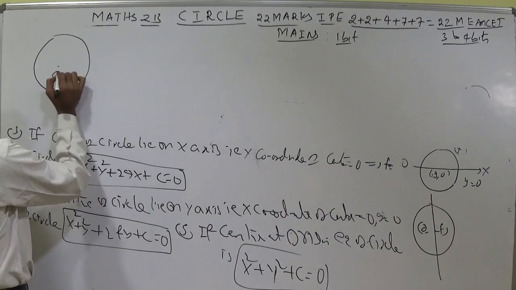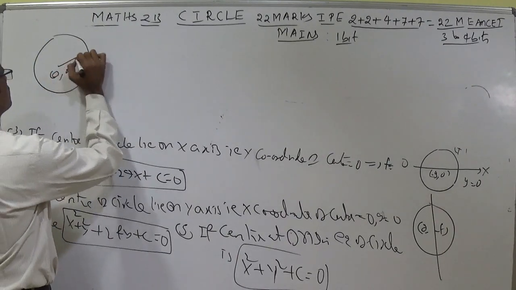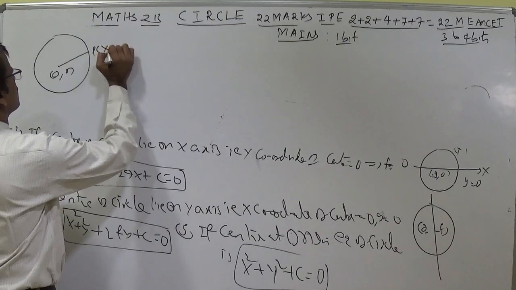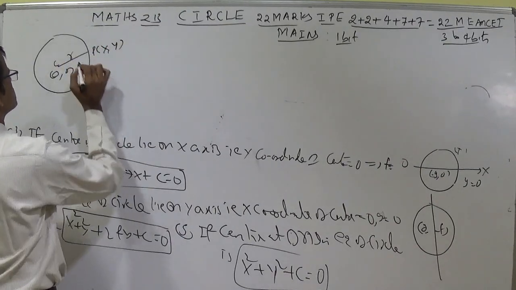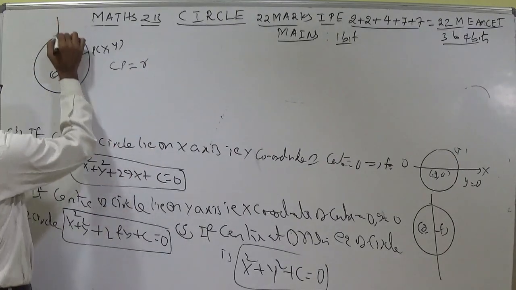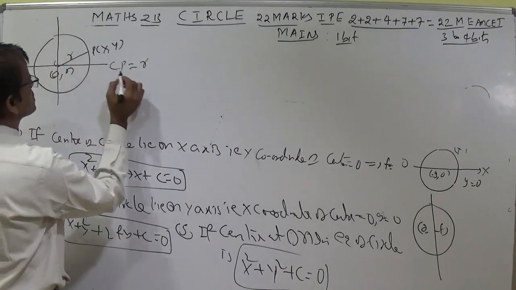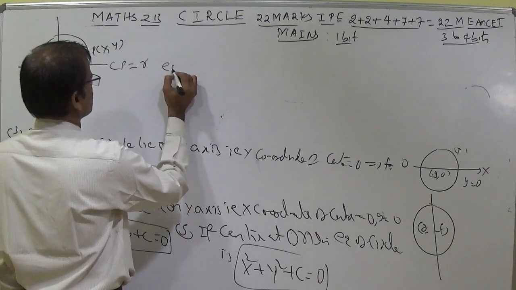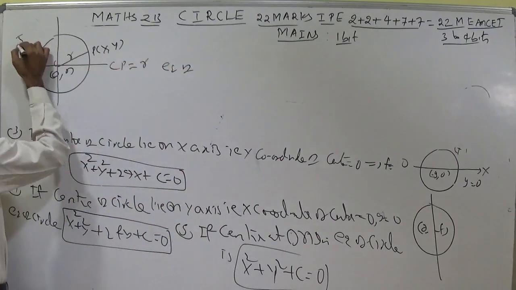Put like this. This is 0 comma 0. This is P, x comma y, this is C, this is R simply. So you can write here CP is equal to R. These are the coordinate axes. CP is equal to R. So this is the fifth point.